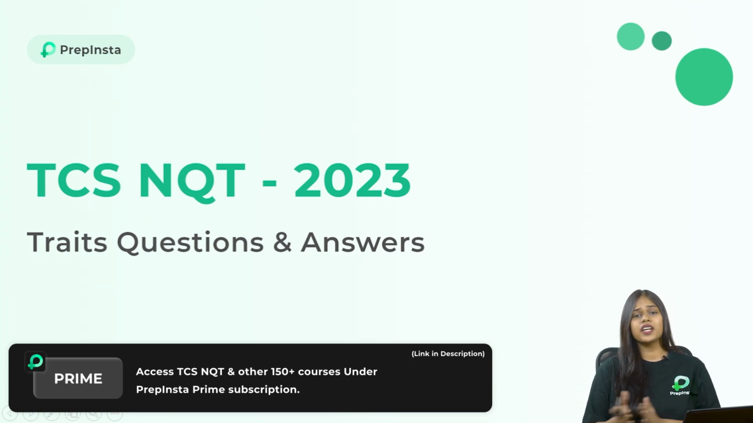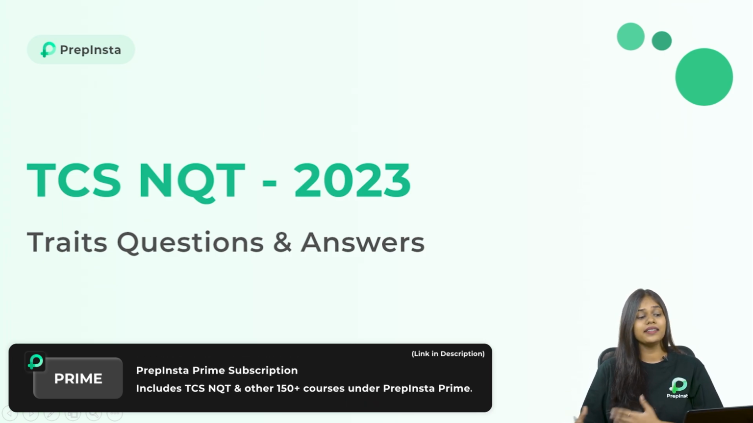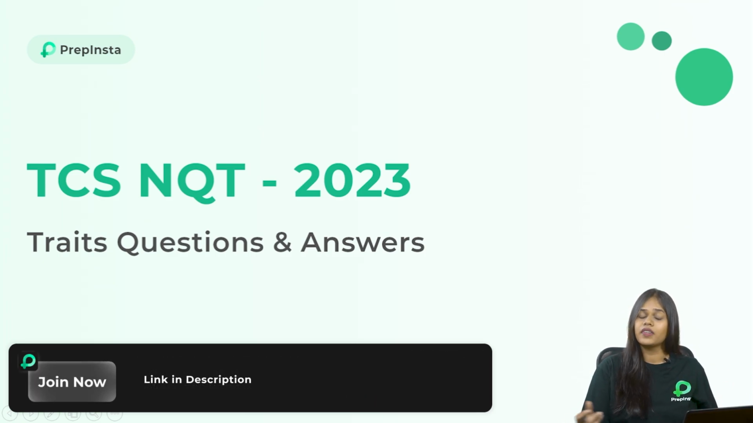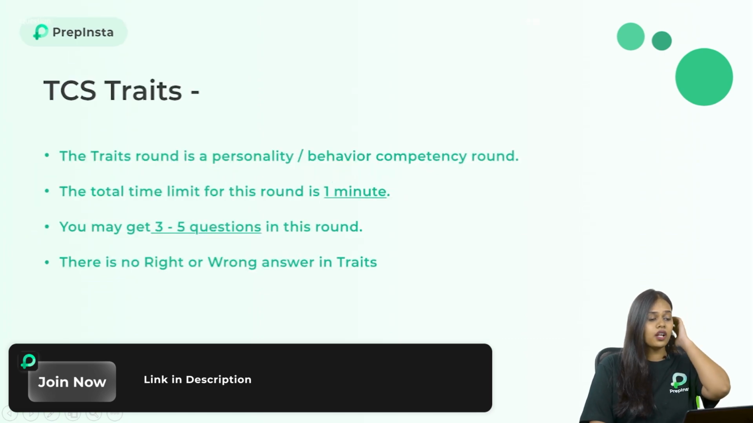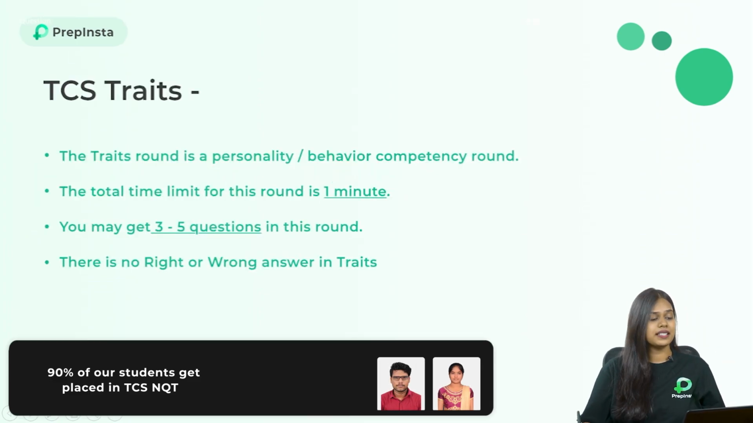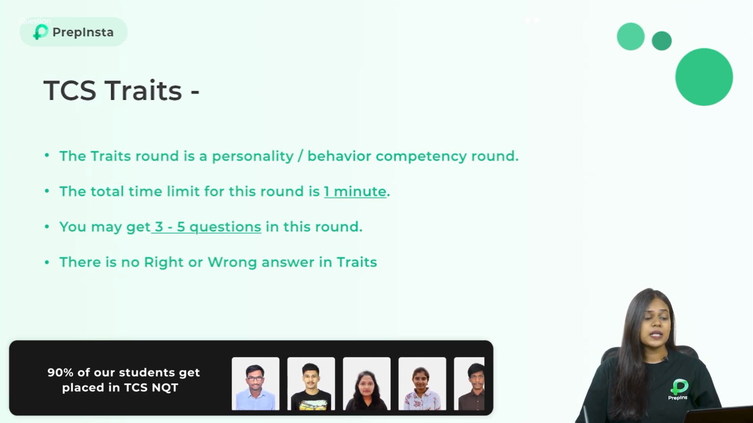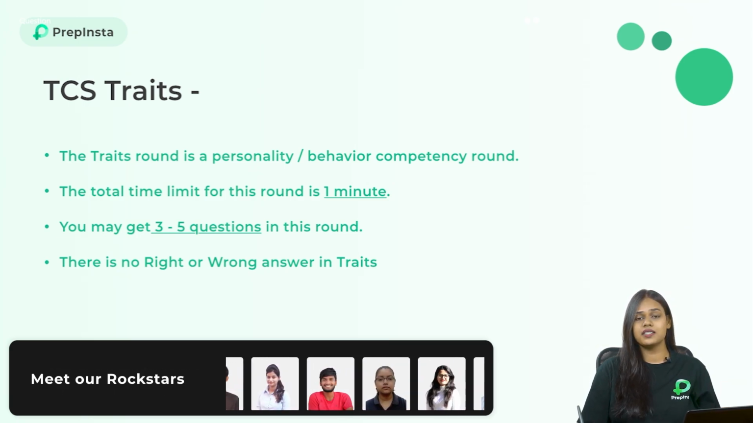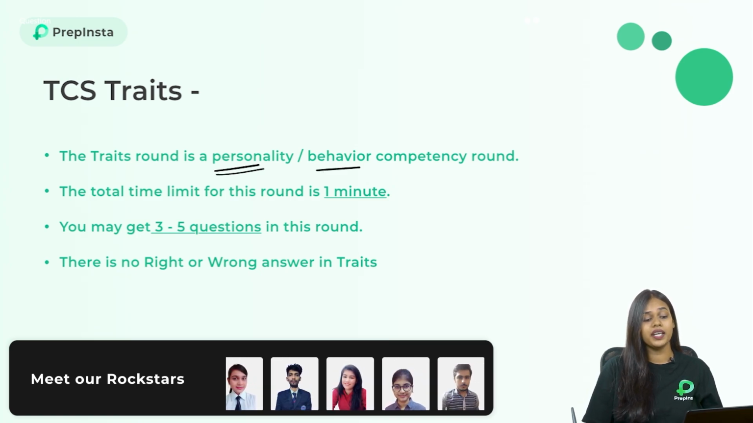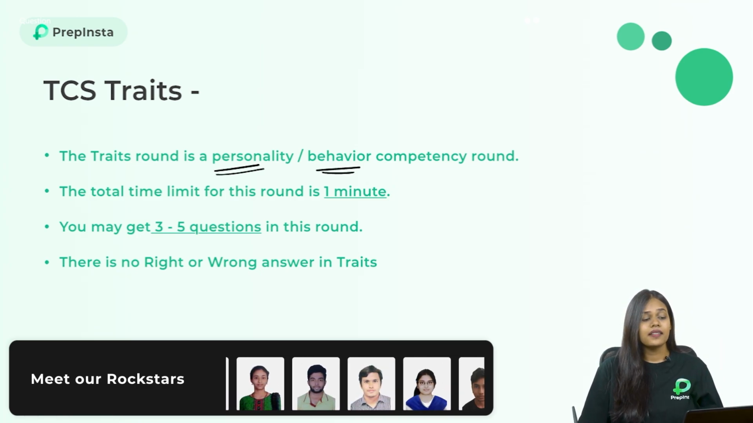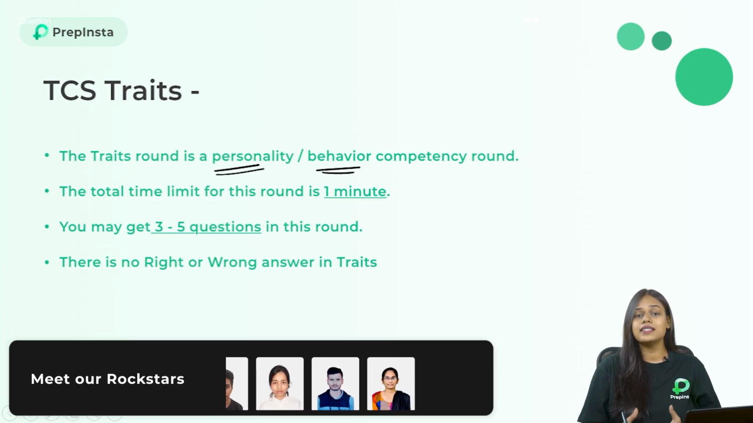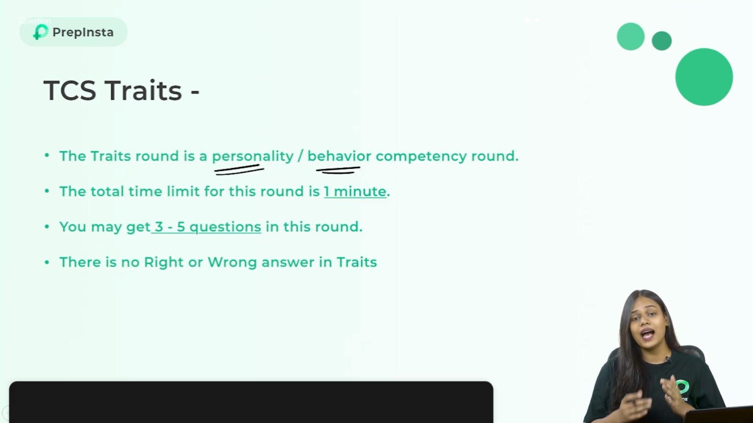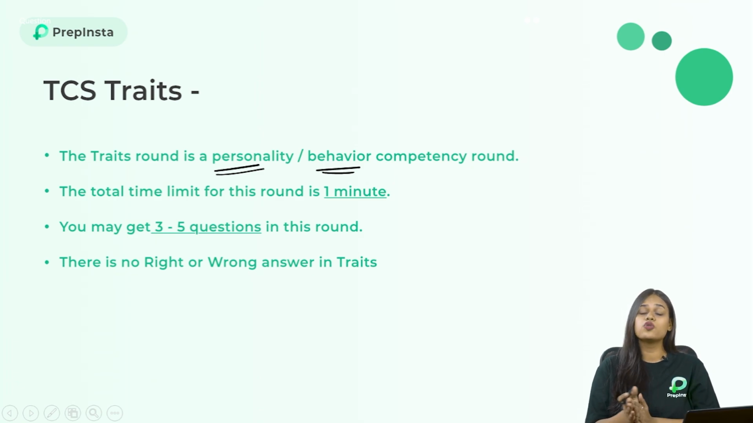Alright, so let's begin with the information and the questions, and then we'll dive into a deeper discussion. Let's begin. So, TCS traits. What is TCS traits? The traits round is a personality or behavior competency round. This means that the traits section is going to assess your personality and see if the candidate is suitable for the role that they are providing or not. So you can say that this is a personality test kind of round.